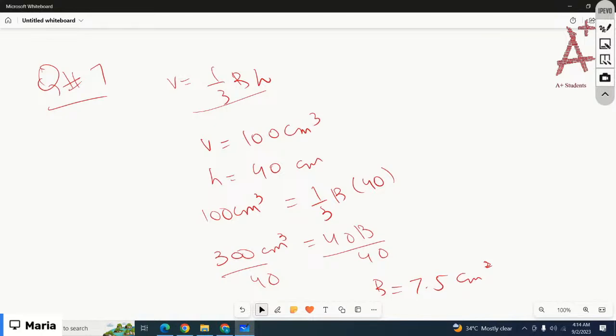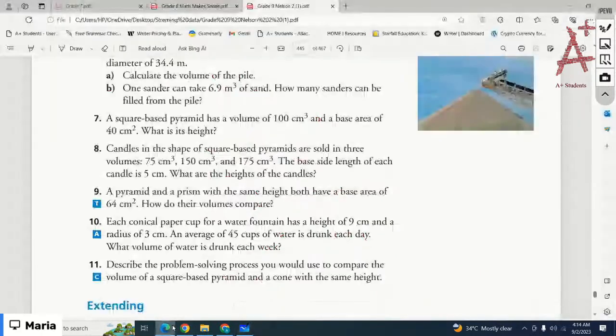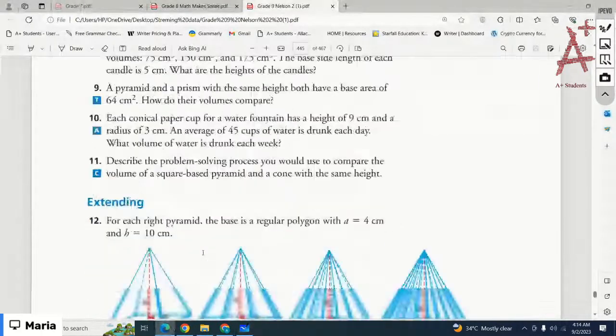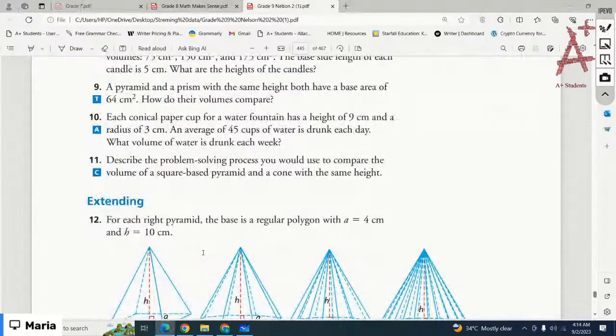Okay, the next one is question number 9. A pyramid and a prism with the same height both have a base area of 64 centimeter square. How do their volumes compare? So they have the same height, right? The base area is 64 centimeter square.